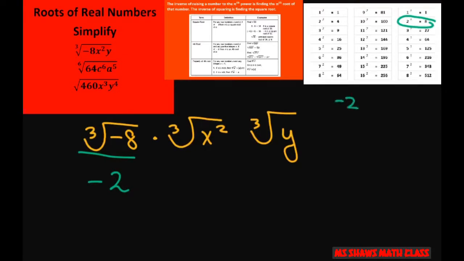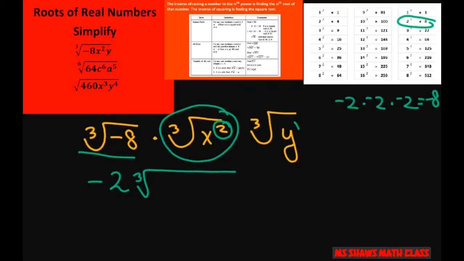Because -2 times -2 times -2 is equal to -8. So we can take the cube root. Now, you can't simplify this. The power has to be bigger than the root, and it's not. So we have to keep those inside our cube root sign. So it's going to be the cube root of x squared y.